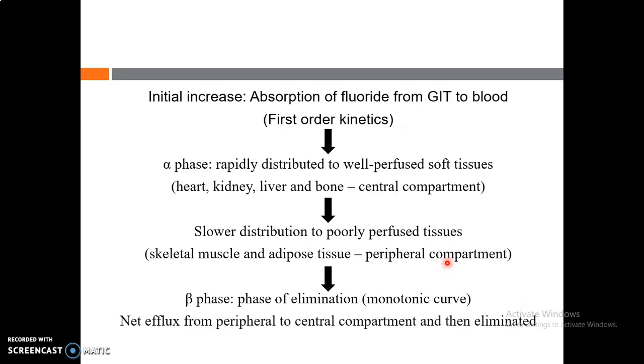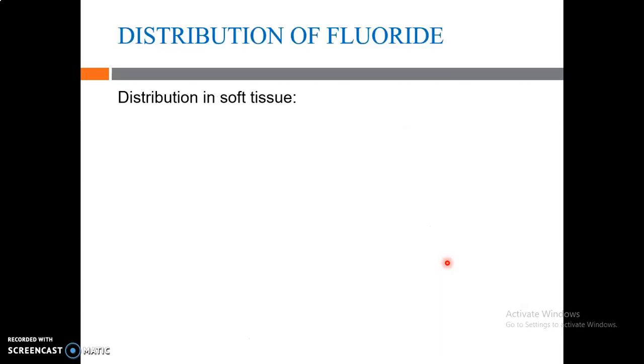So the net efflux is from the peripheral to the central compartment, and then it is eliminated from the central compartment. The rate of elimination is related to the half-life, which ranges from 4 to 10 hours. So that is about absorption.